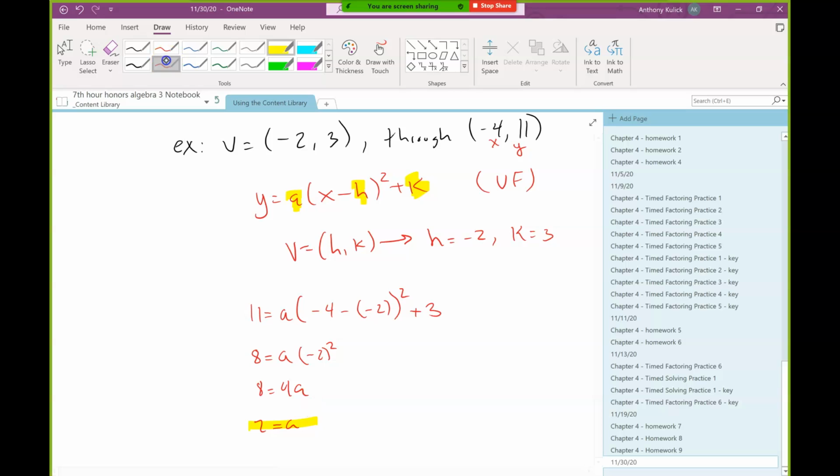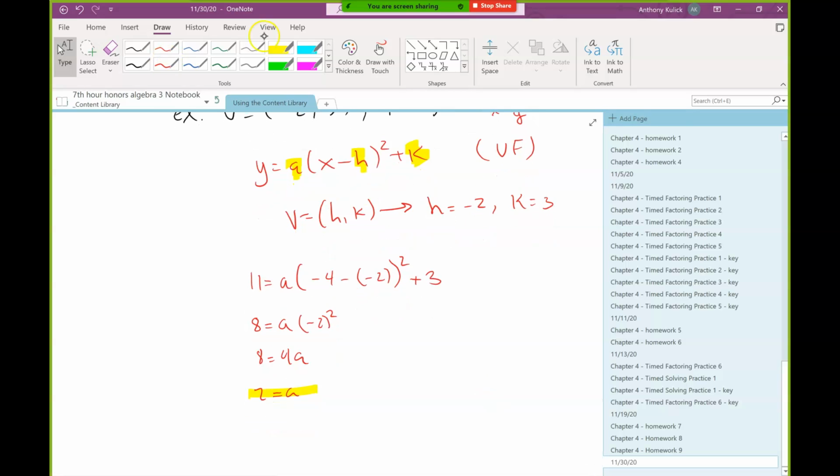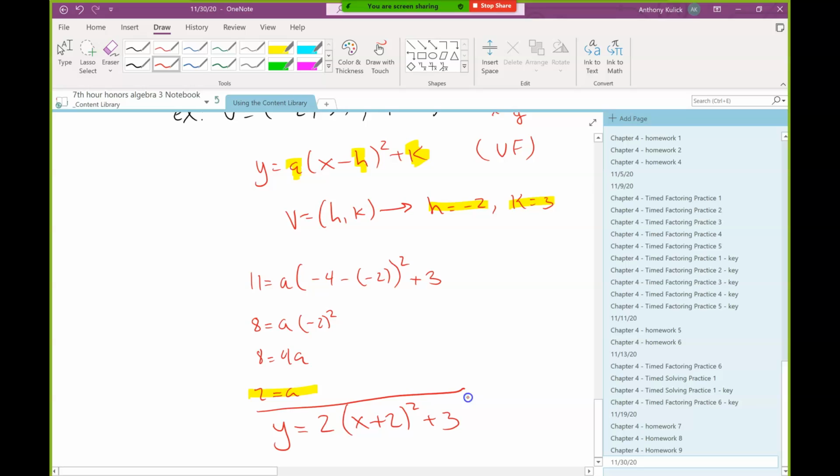So now I have values for a, h, and k. If I put that all together, I have y equals 2 times (x plus 2) squared plus 3. Notice that your final answer has the x and y variables there, not the 11 and negative 4. Your final answer should always have an x and a y. It should be something you could graph, so it should have an x and y in it. The letters x and y, not the values for x and y.